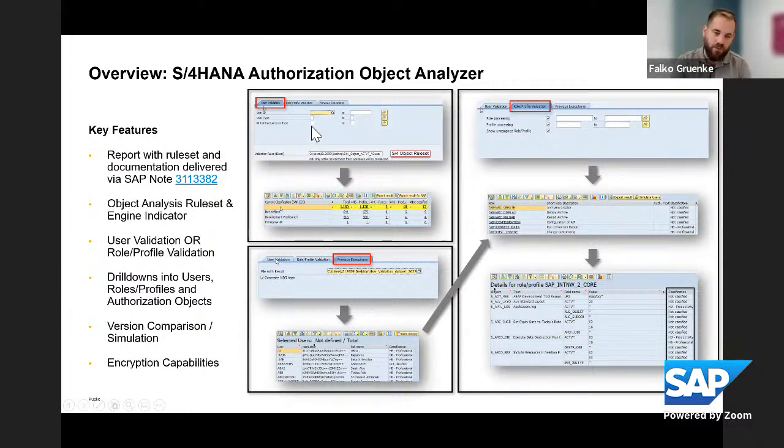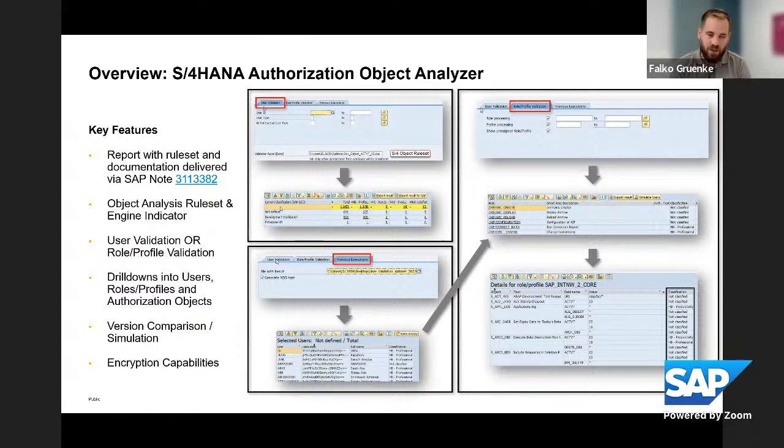So let's start on the top with the initial screen of the authorization object analyzer. There are usually three tabs on the top which can be chosen. You can choose the user validation, you can choose the role validation to identify the classification of specific roles, and you also have the opportunity, if you have gone through some executions earlier, to see the history of your executions and the changes. So in our example here, we have started with the user validation.